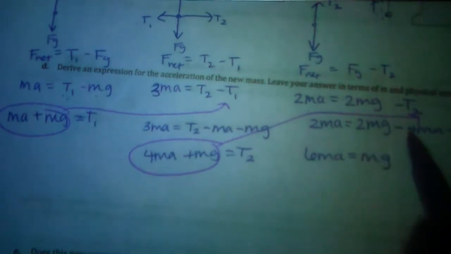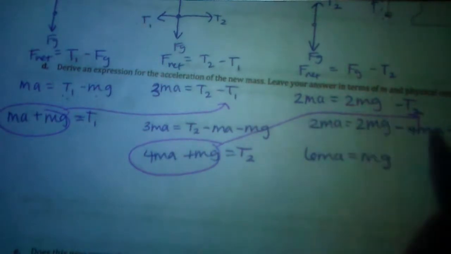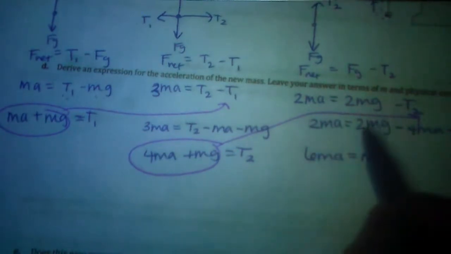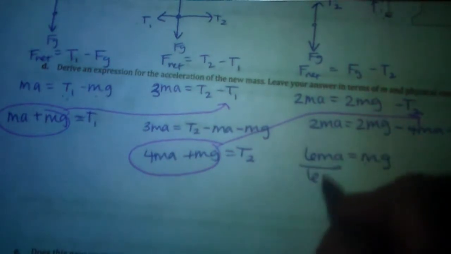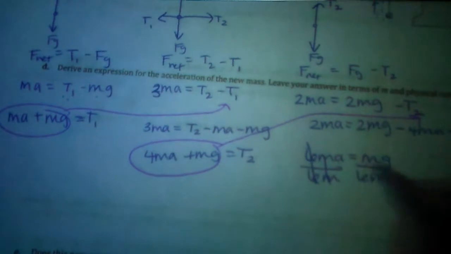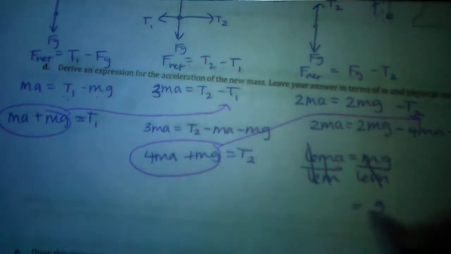Alright, here when we add over our 4MA, these are like terms, it becomes 6MA. 2MG minus MG leaves me with just 1MG. To get A by itself, divide this 6M over. Here my masses cancel out, so this is just G over 6, or 1/6 G.